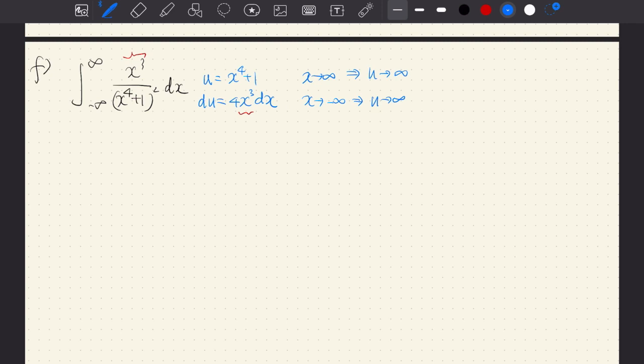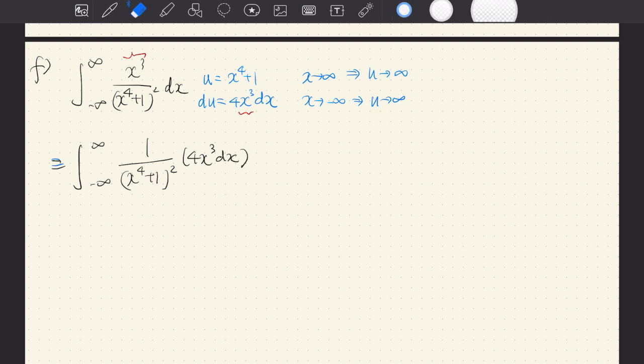Okay, so now we get this is equal to the integral from negative infinity to positive infinity. Here you have x to the fourth plus 1 squared, taken the reciprocal. And for the differential, we want 4x cubed dx, so to balance the 4, we have a 1/4 here. Now we can do u substitution, and after it the upper and lower limits are both infinity.